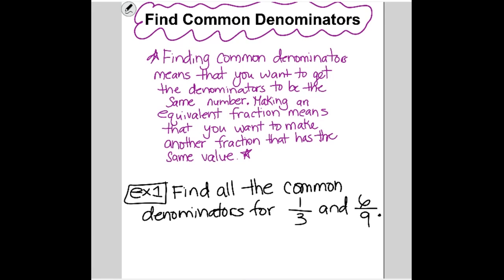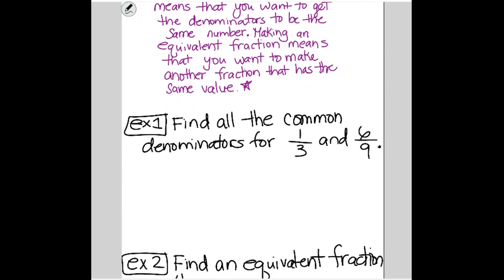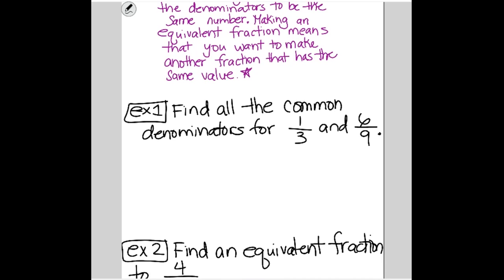For our first example, let's get to it. It says find all the common denominators for 1/3 and 6/9. So what that means is that we need to pay attention to our denominators and find the common ones. Common means the same, right? So we want to find the same denominators for both 3 and 9.